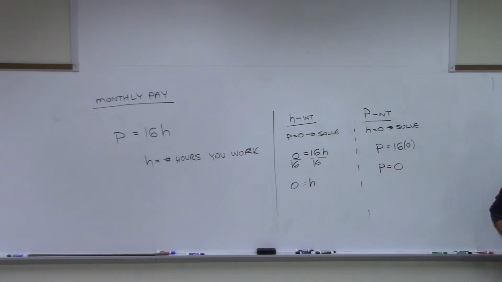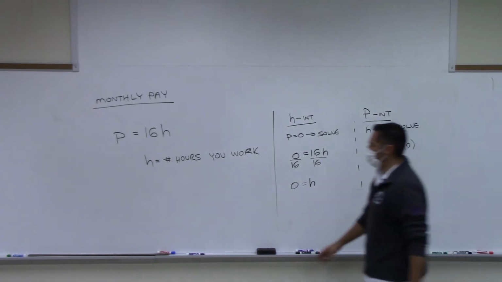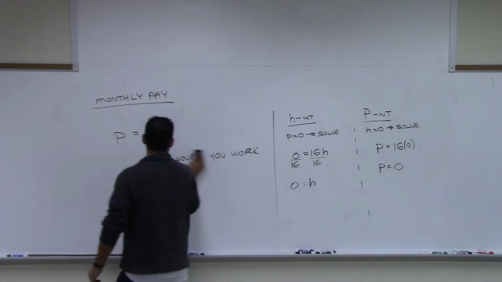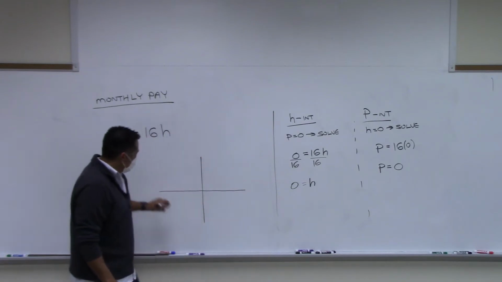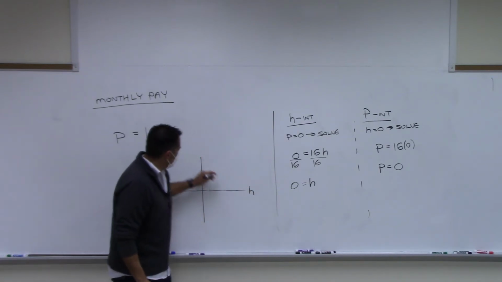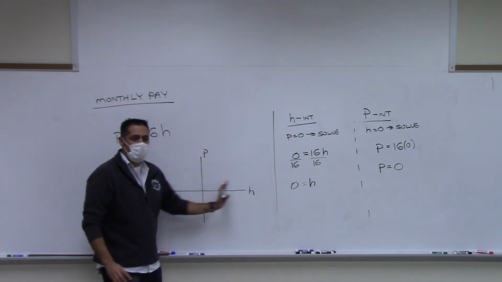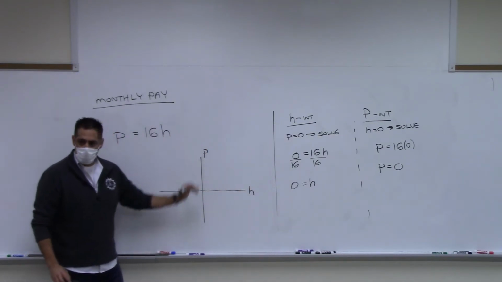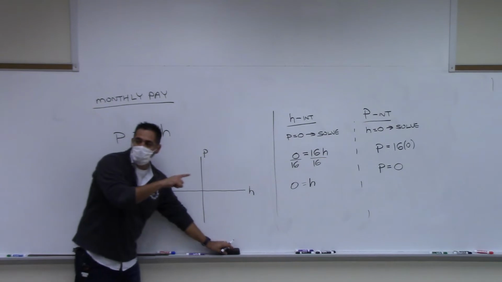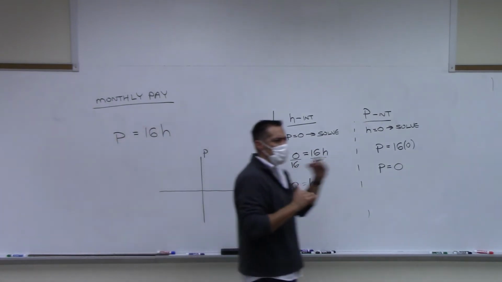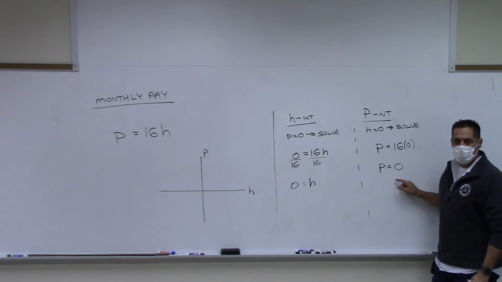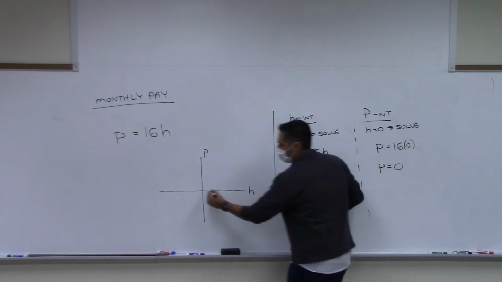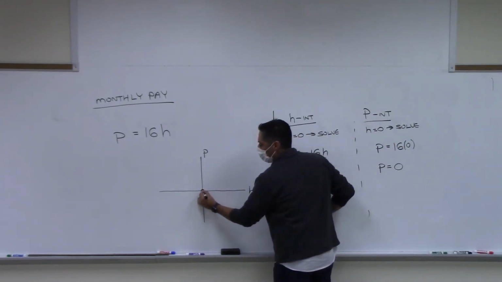What's going on here? Let's try and draw this. I'm going to need to erase just this. Here's what we have so far. If we put the H here and the P here, so this is the hours we work, this is the pay we make. We found the H and P-intercept, and they were both the same place, weren't they? 0, 0, so that gave us this. What's wrong with this?